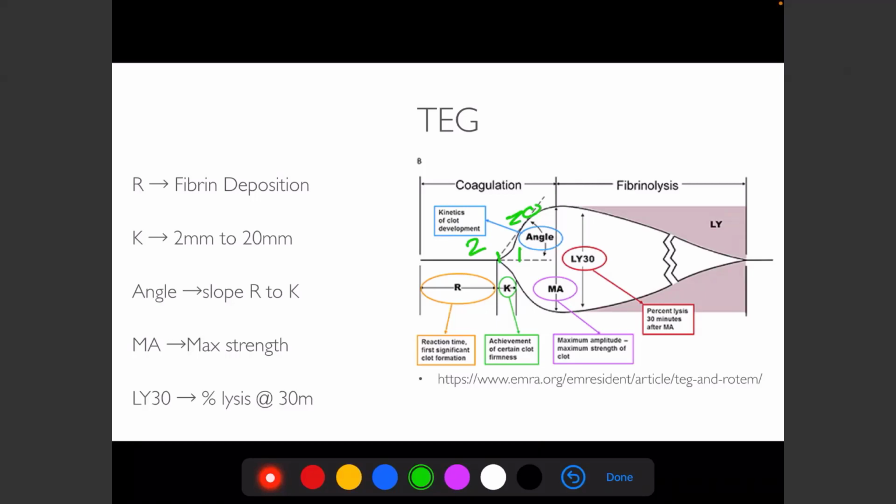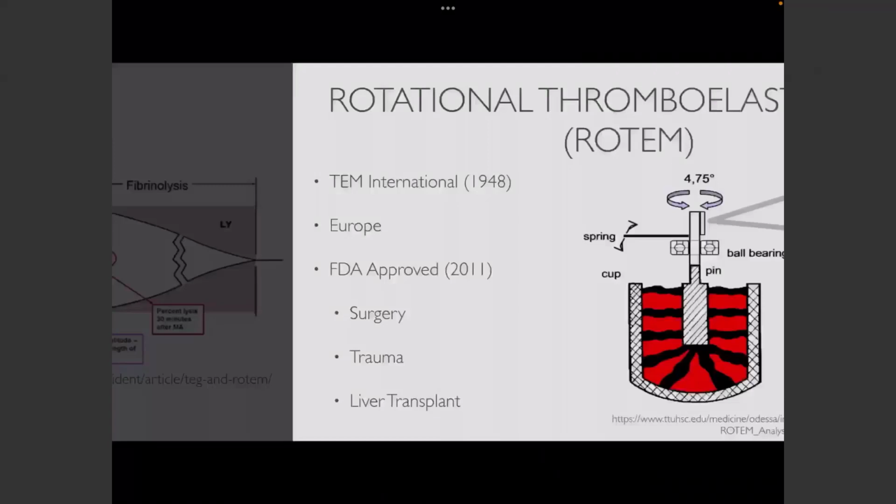Your MA is how strong the maximum clot is, essentially. So what's the maximum thickness of that clot, aka what's the most resistance the wire gets, and that's how it interprets the clot. And then LY is just how much clot is broken down by fibrinolysis after 30 minutes. So those are your basic values. They're very similar to Rotem, so we don't have to dwell on them too much.